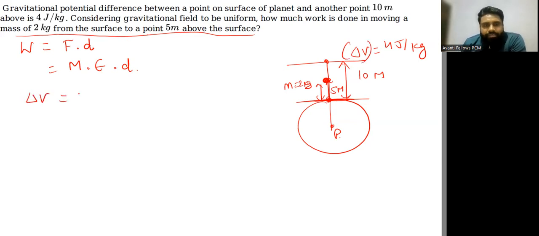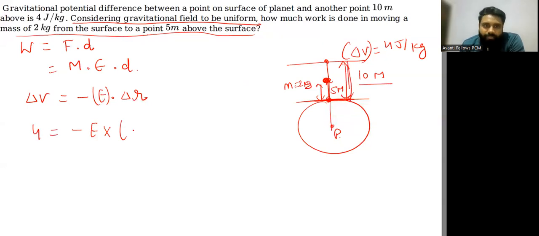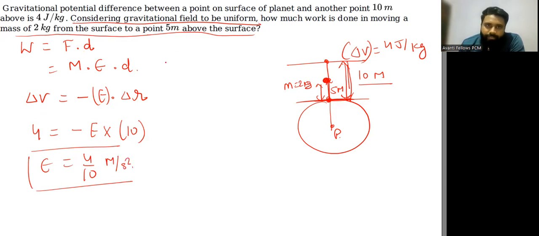We know that delta V here is nothing but minus of E dot delta R, which is the displacement. Now, it is given in the question that you have to consider the gravitational field to be uniform. So the field that we get here is uniform for all the points. Now, delta V is given as 4, E you have to calculate, and delta R, this delta V is given from surface to 10 meter, which is 10. So E you will have as 4 by 10. And E has the same dimension as gravitational acceleration, so meter per second square. Okay.